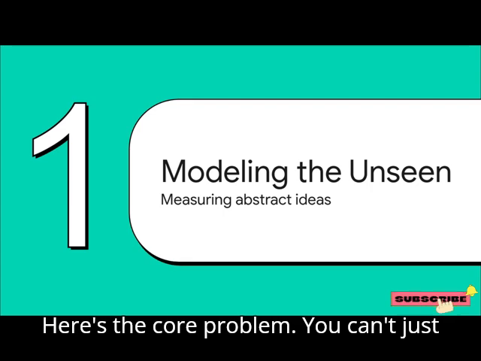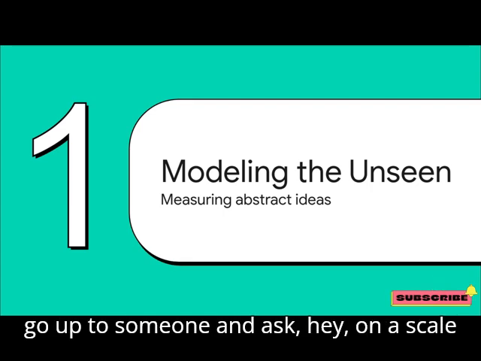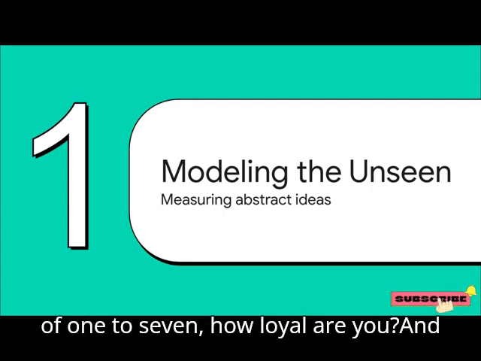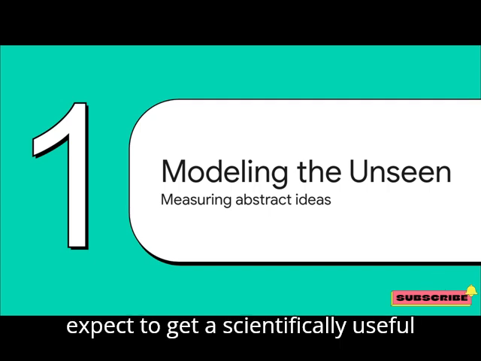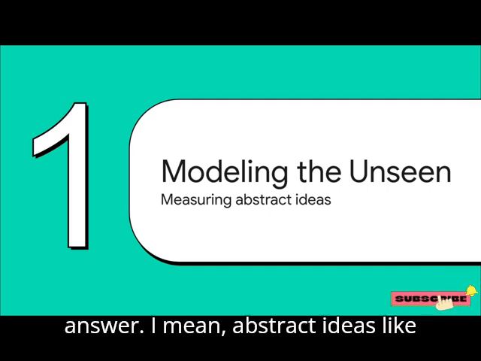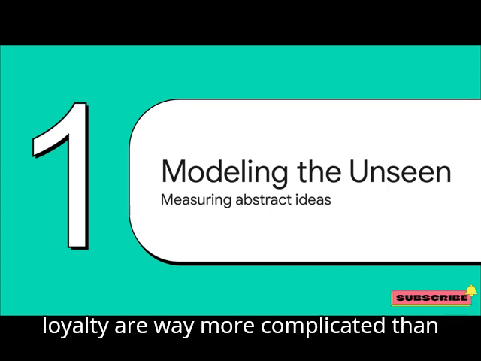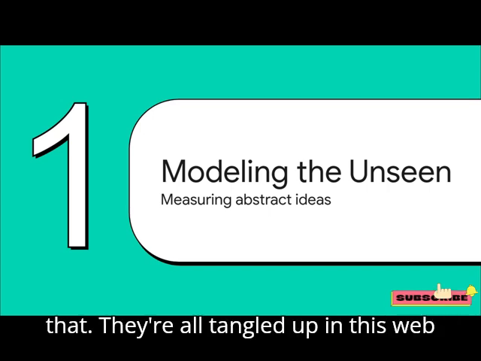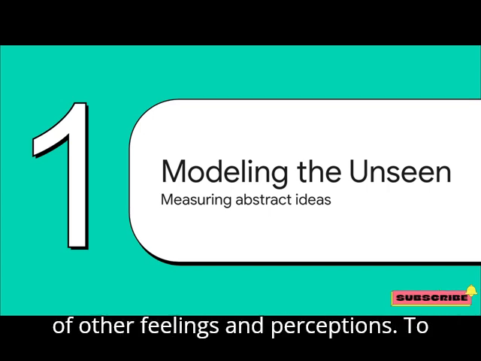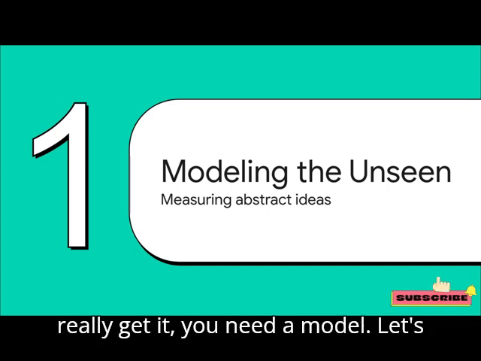Here's the core problem. You can't just go up to someone and ask, "Hey, on a scale of 1 to 7, how loyal are you?" and expect to get a scientifically useful answer. I mean, abstract ideas like loyalty are way more complicated than that. They're all tangled up in this web of other feelings and perceptions. To really get it, you need a model.